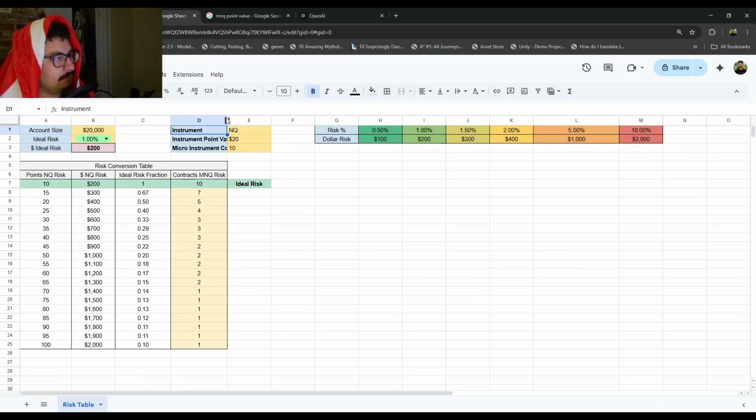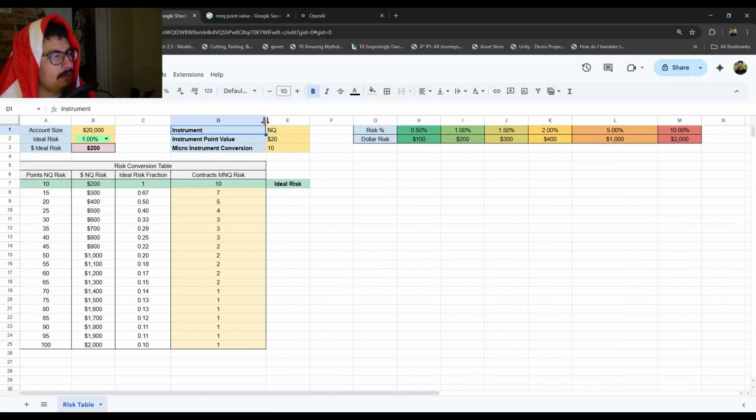Hopefully that broke nothing. So, top left, this is your account size. This is your ideal risk percentage of that account. You fill in these two cells and it spits out your ideal risk dollar amount, which again, I'm just trying to do 200 because it's 10 points of NQ. Just makes it easy. And then your instrument here, you can fill this out. I'm probably not going to change this because I trade NQ all the time. You can do ES.